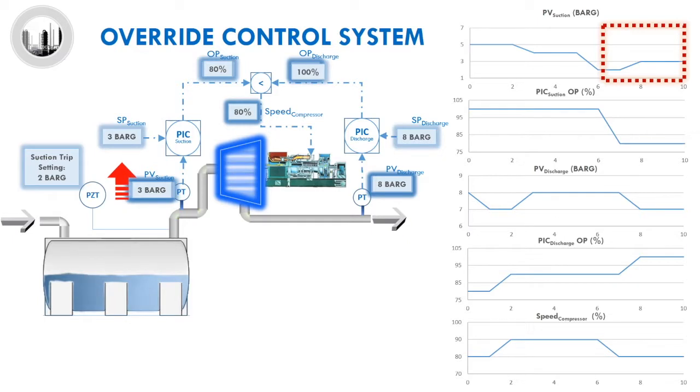Based on this example, we have demonstrated the advantage of an override control system. In normal condition, the selective control system will be controlled by the discharge pressure. In abnormal condition, the suction pressure will take over the control, and thus override the discharge pressure to reduce the compressor speed. The objective is to avoid unnecessary downstream process upset that can potentially trip the process unit.